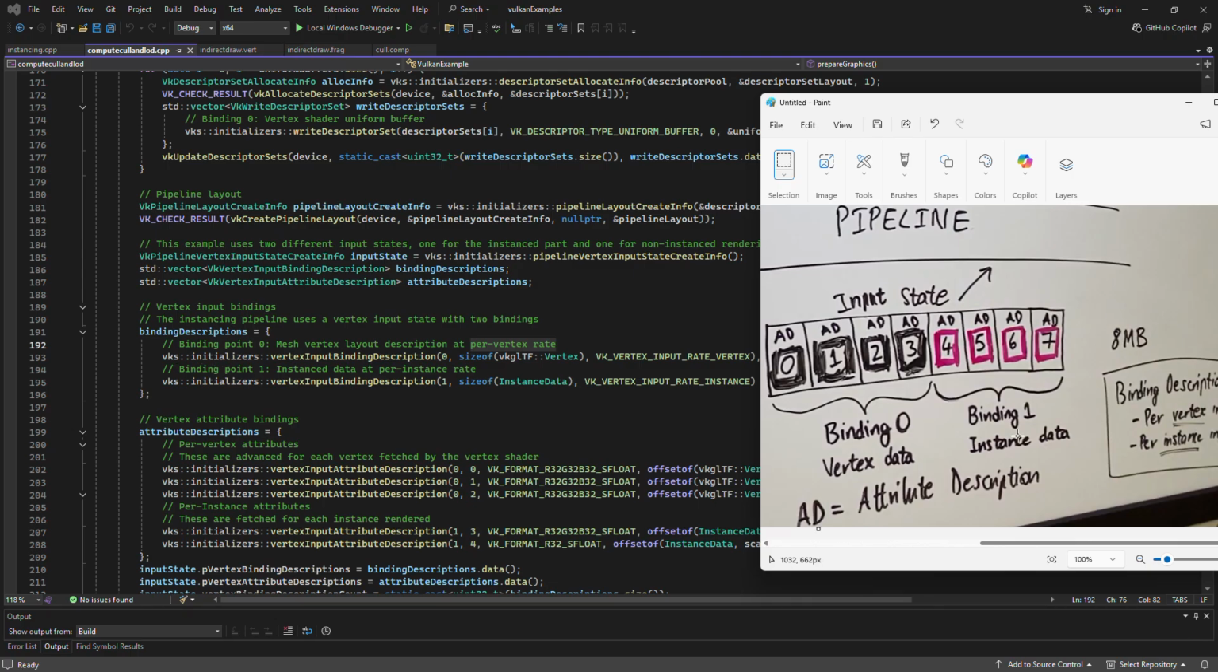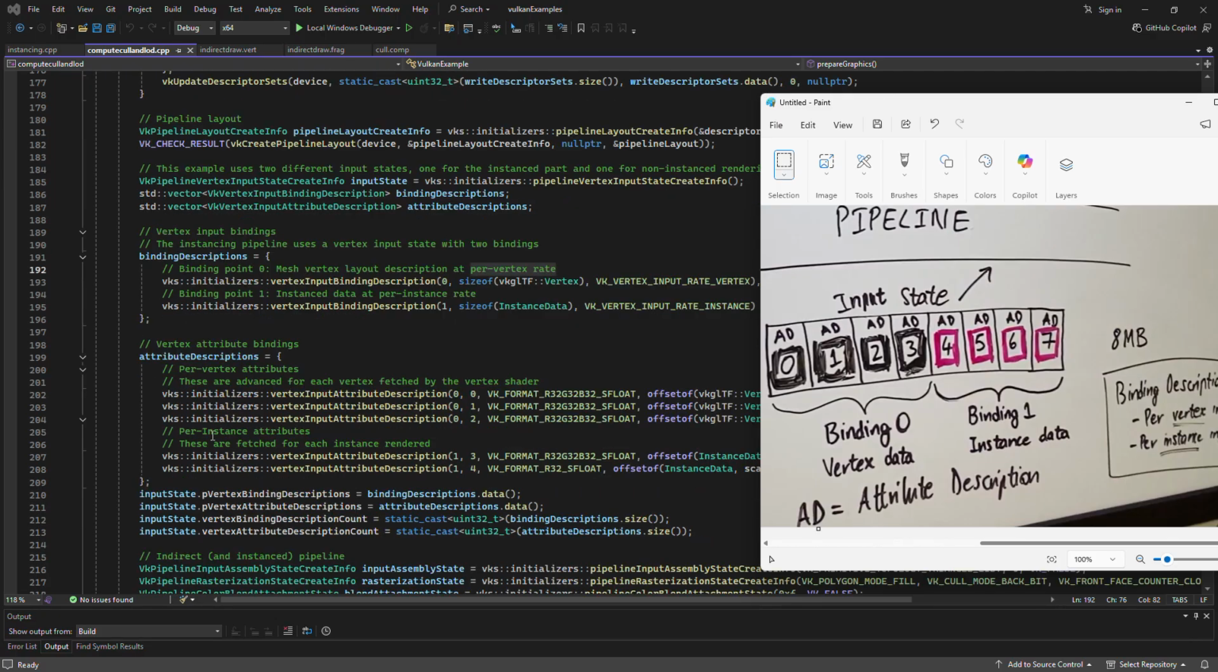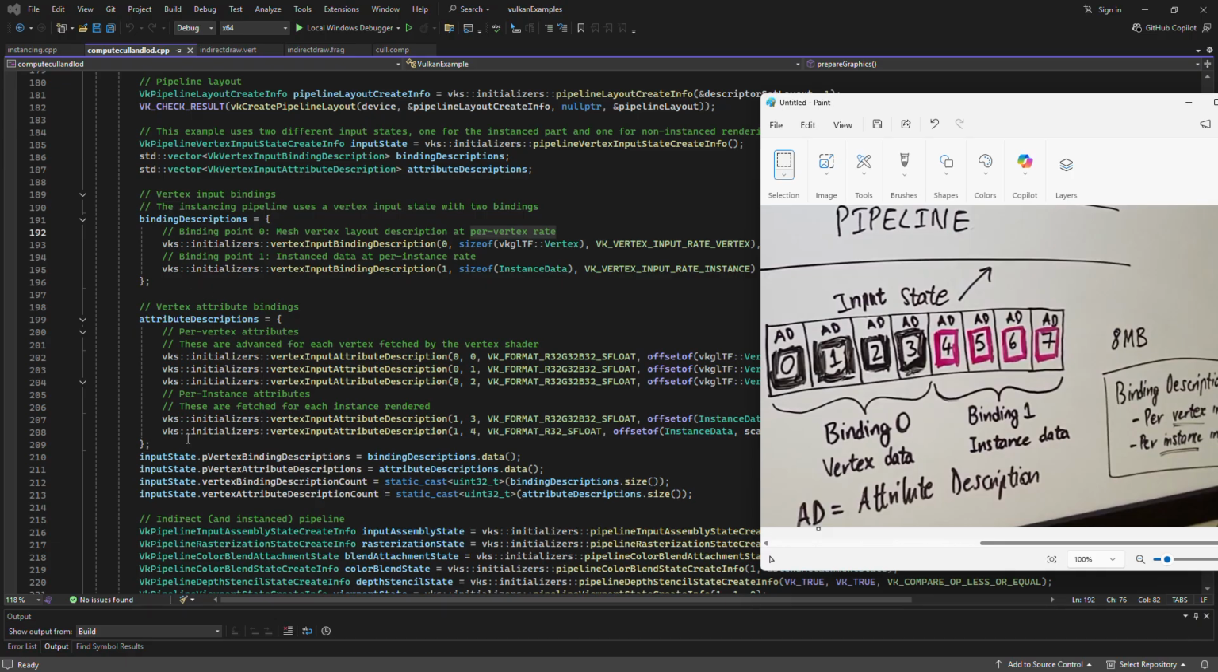Furthermore, binding 1 now, which is this, we're still in the vertex input binding description. We're now at binding 1, and this is marked as vertex input rate instance, right? So we're dealing with the instance, and we're consuming this per instance. Okay, so that sort of follows with what we had initially described. Now, that's a binding description. Now we get into the attribute descriptions, which goes one step deeper.